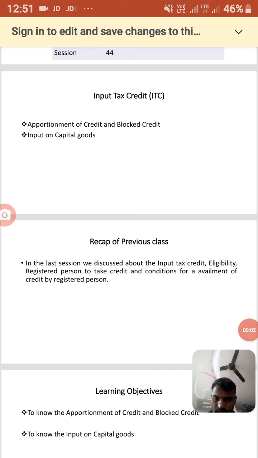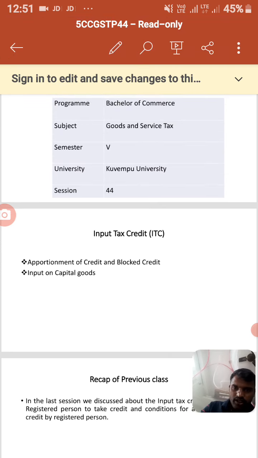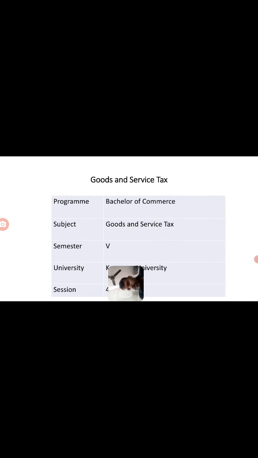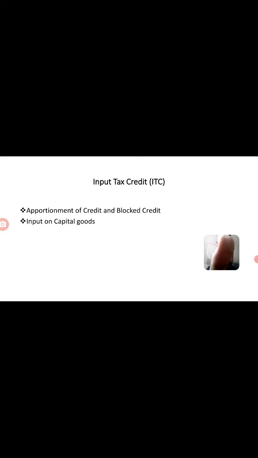In the last session, I explained about the input tax credit, eligibility, registered person to take credit, and conditions for availment of credit by registered person. In this session, I am going to explain what the provisions for apportionment under GST are, on blocked credit and input on capital goods.